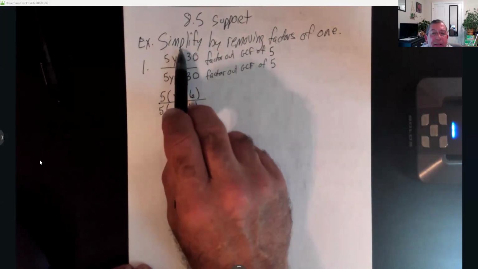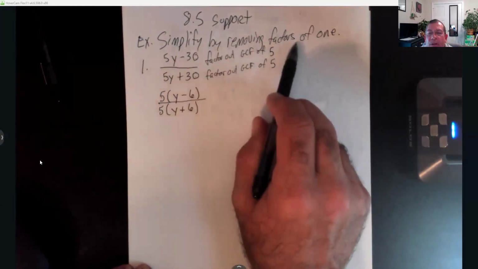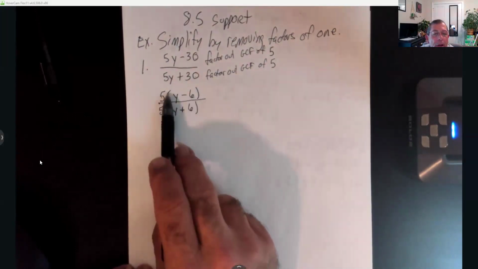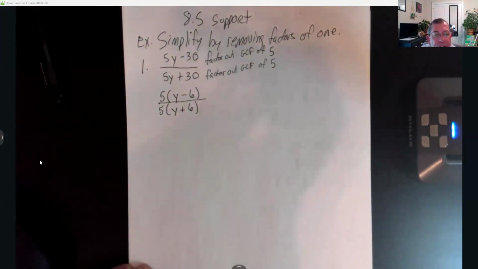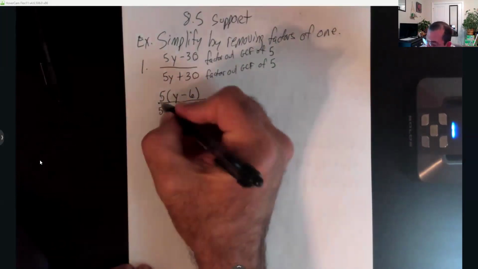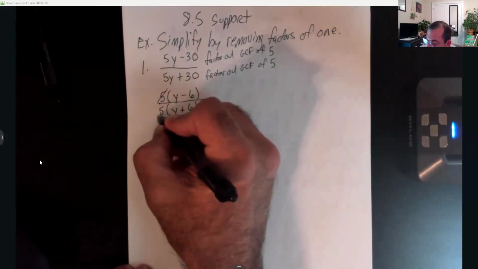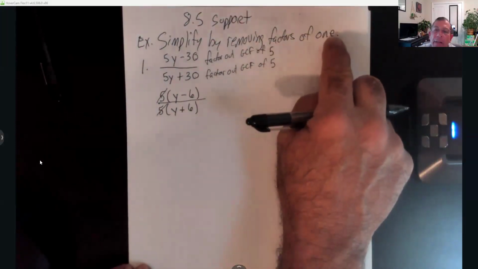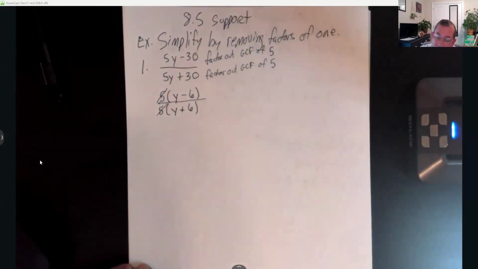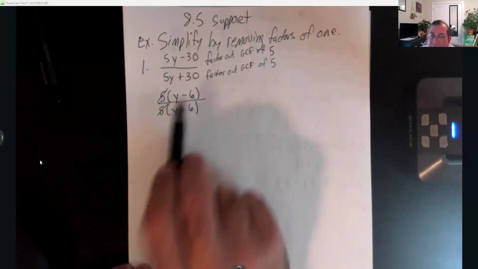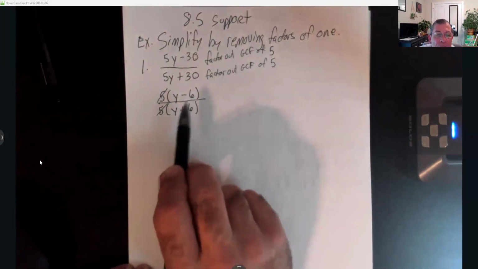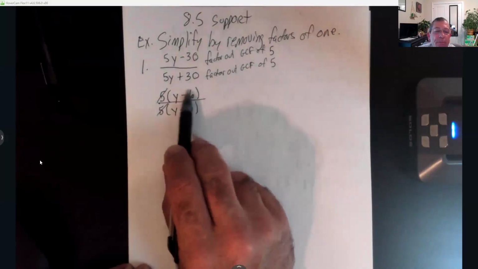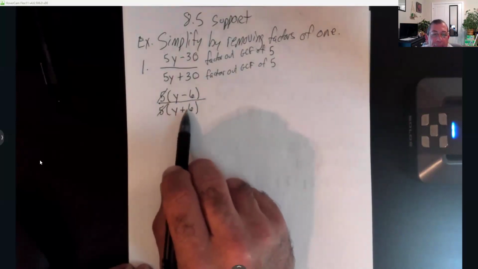It says simplify by removing factors of 1. Well, over here, if stuff matches up perfectly, you've got a 5 divided by 5. Well, 5 divided by 5 equals 1. So that's what they mean, okay? Now, the y minus 6 does not look like the y plus 6. So this part cannot simplify.